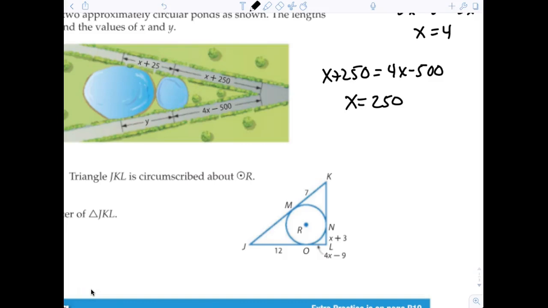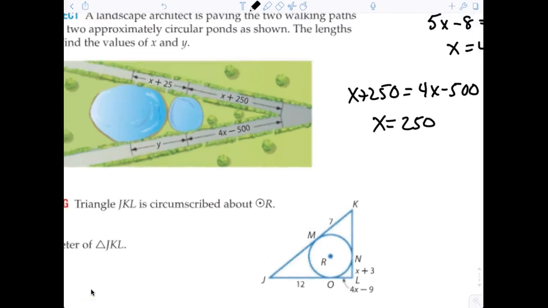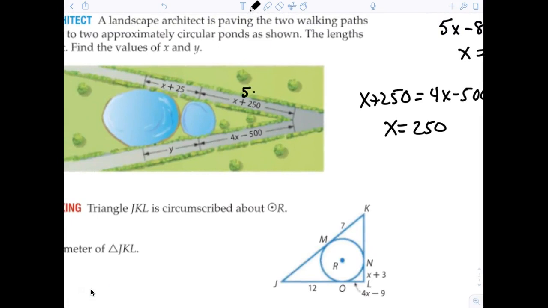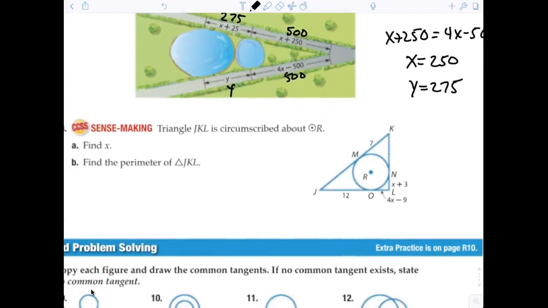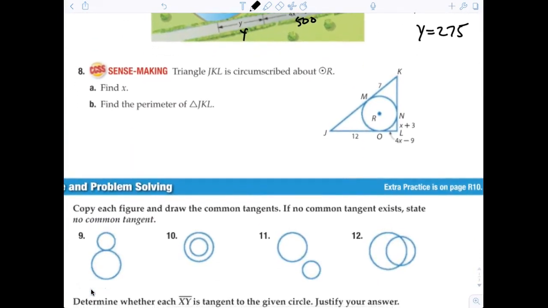Now that we have x is equal to 250, you can plug it back in. So this would be 500, and this would be what? 275. And then this would be 500 also, and this would be y. Yes, that is true. y is equal to 275. All right, nothing difficult.